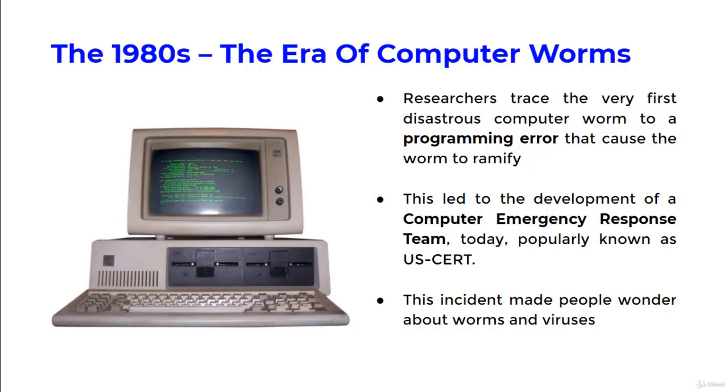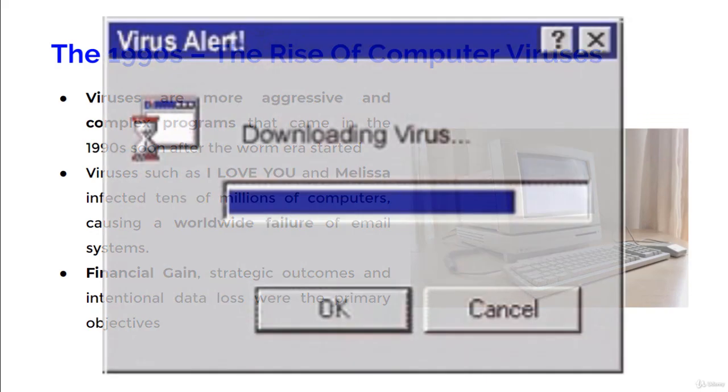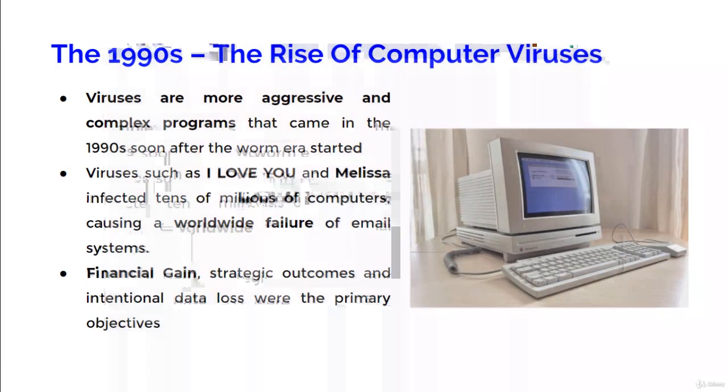The 1990s was the era of viruses. As previously mentioned, the Morris worm paved the way for newer types of malicious programs. Viruses were more aggressive programs that came to light in the 1990s. Viruses such as I Love You and Melissa infected tens of millions of computers, causing a worldwide failure of email systems. Most of the virus attacks were primarily concerned with financial gains or strategic objectives. However, inadequate security solutions at that time caused a huge number of unintended victims to be affected.